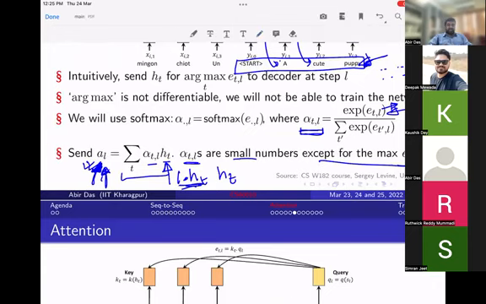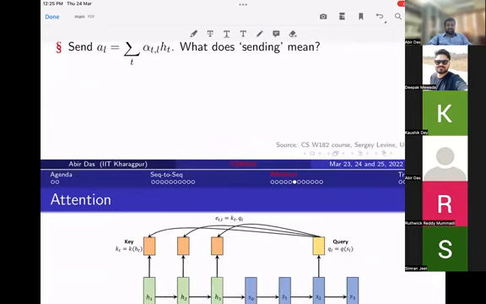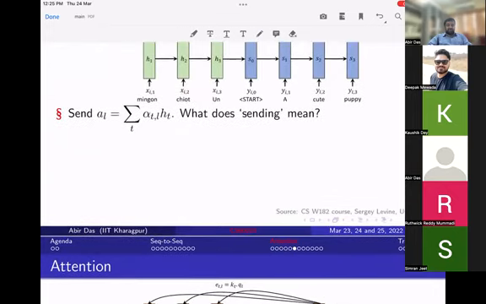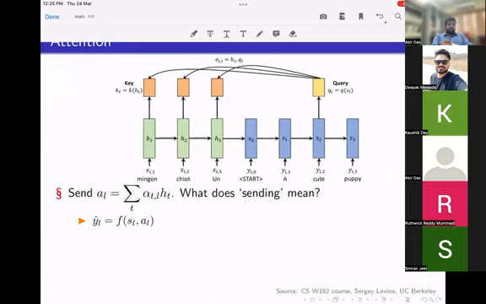Now, what does send mean? That I have just sort of cleverly avoided, but let us discuss it. So what does send mean? One way, basically, send means that you have to use it in some way. So what can be one way?